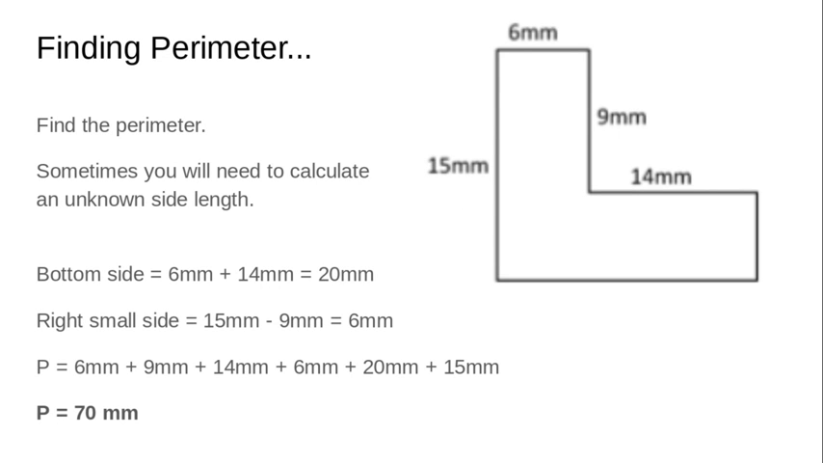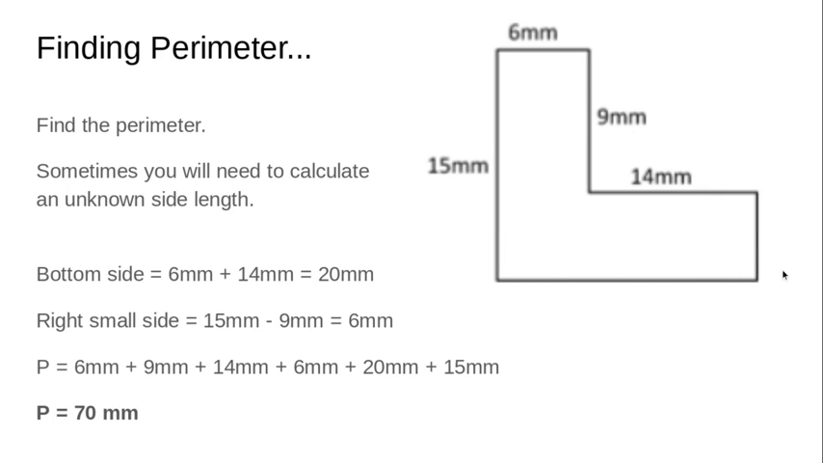Sometimes you will need to calculate some unknown piece of information. So you'll see here we have what's actually called a compound shape. We have a rectangle here and then another rectangle here, but there's no measure written here along the bottom or along this small portion of the right side. So you might have to calculate those.